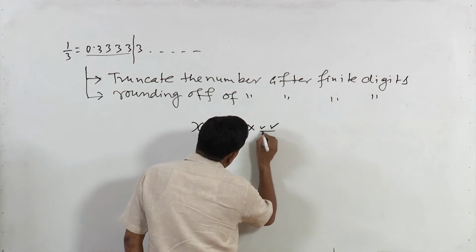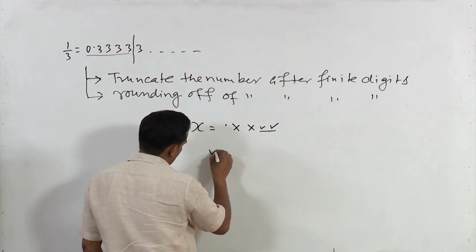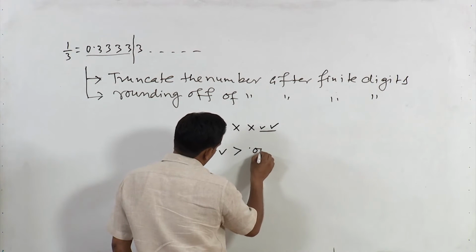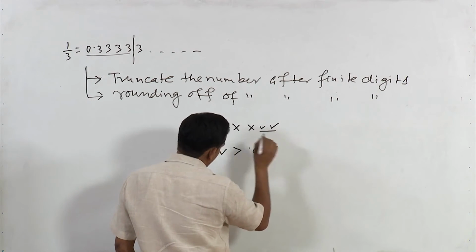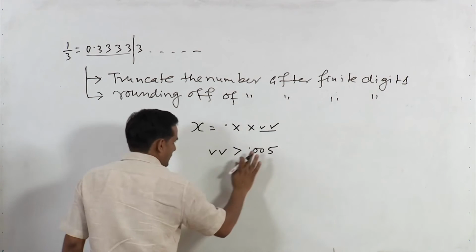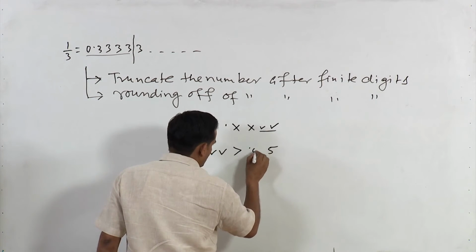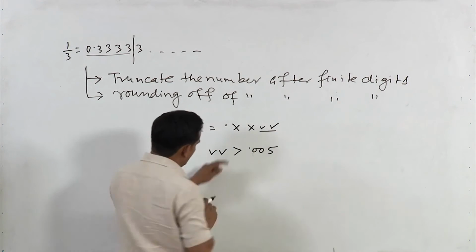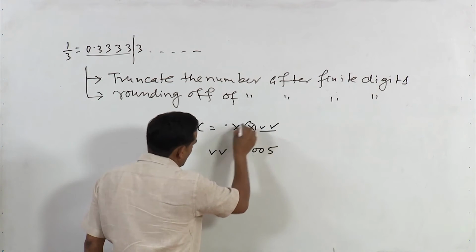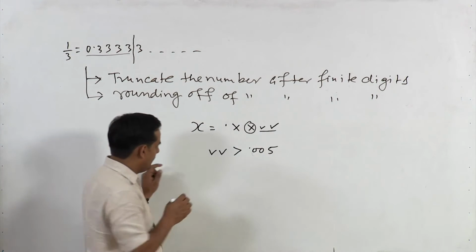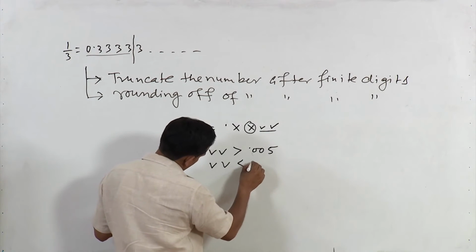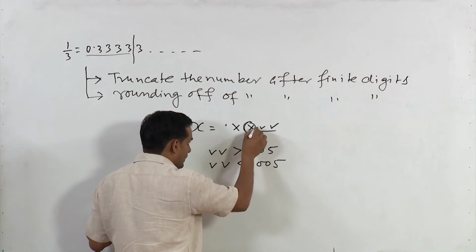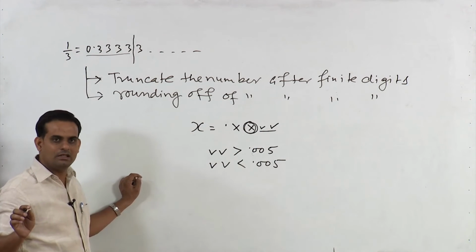I will see this particular portion. So, if this particular portion is greater than 0.005, then what will happen? This particular digit will be increased by 1. If it is less than 0.005, then this particular digit is retained as such, no change in this digit.